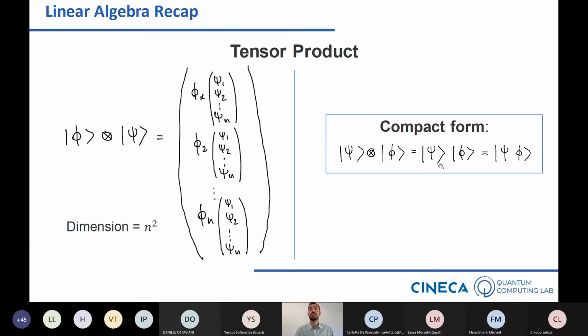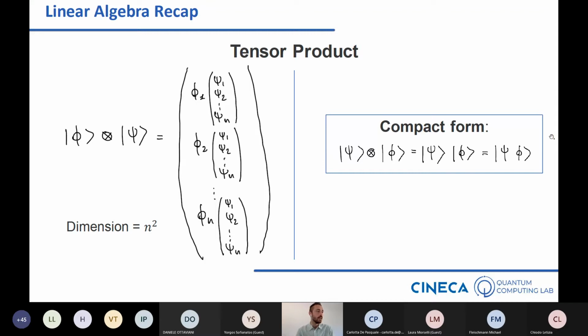Oh, this is very important. So this is the compact way of writing this tensor product. You have psi tensor product phi. It's the same as writing it in this way, without explicitly writing the tensor inside here. Or you can also write everything into the same ket state and write it in this way.